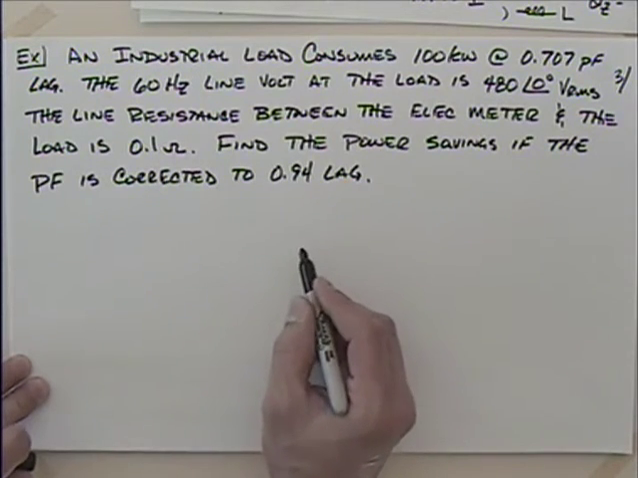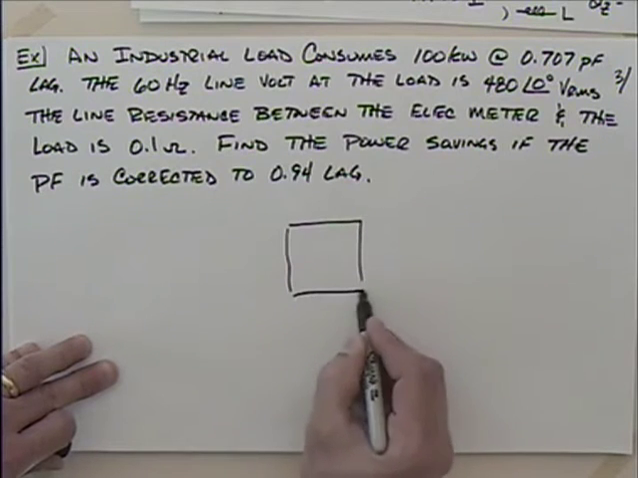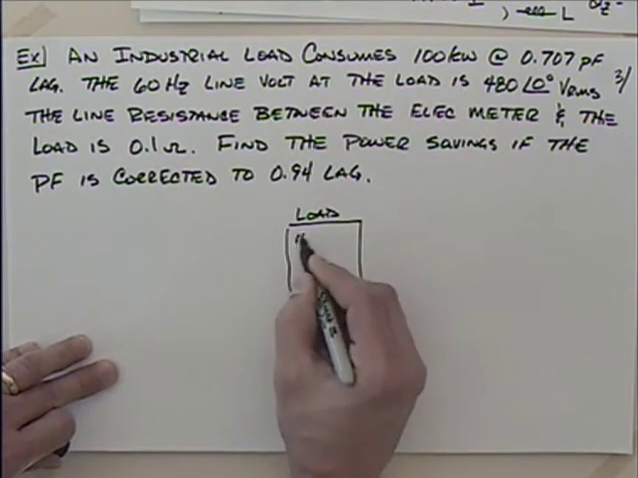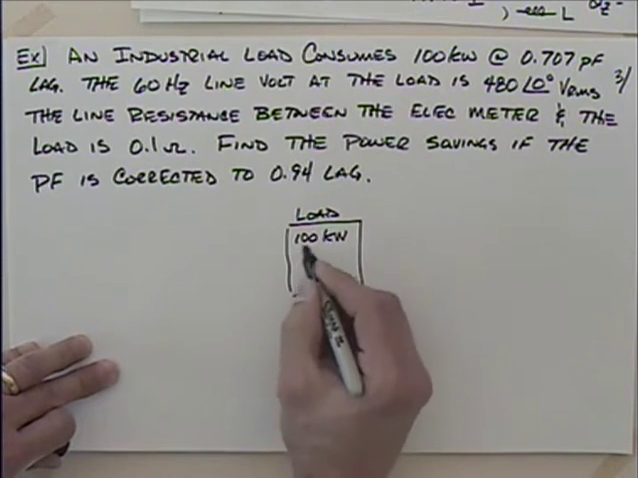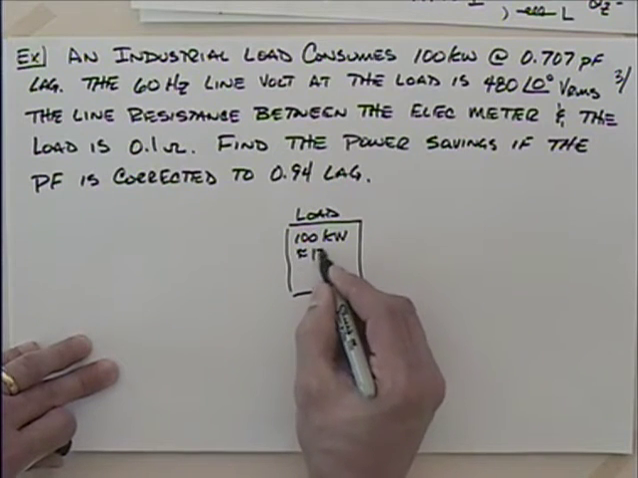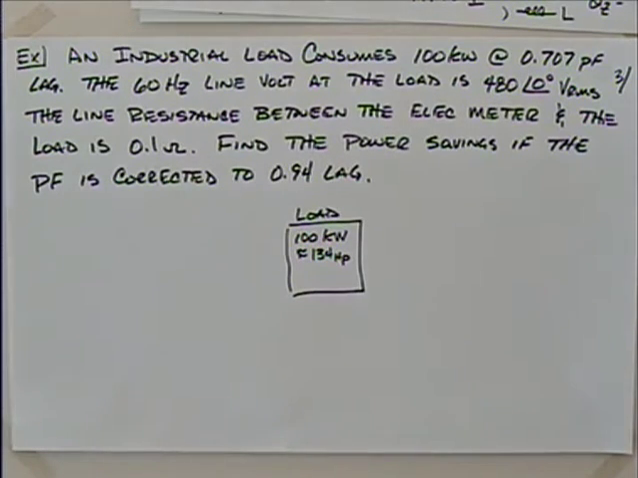Maybe I'll start to draw a picture of this thing. So we've got a load here. So this is our load. And it's 100 kilowatts, which is about, and this is just kind of an FYI number, 134 horsepower. That's just for you and I to think about.